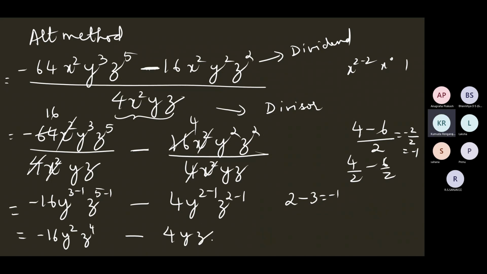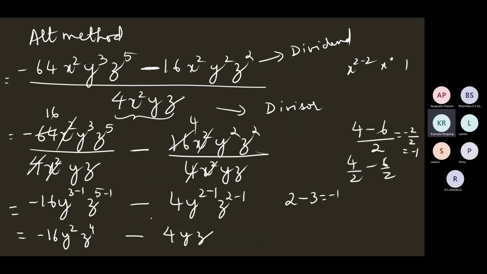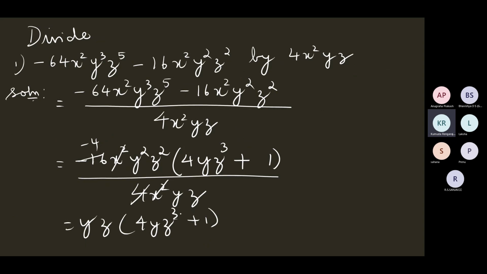So you can do it like this, or you can do it like this. Both the answers are the same. If you multiply this yz inside, you will get 4 y square z square. Sorry, this is cube, okay? I forgot this cube. So multiply this inside, 4 y square z to the power 4. See here. Oh, what am I doing? I forgot to write this minus 4, is it?